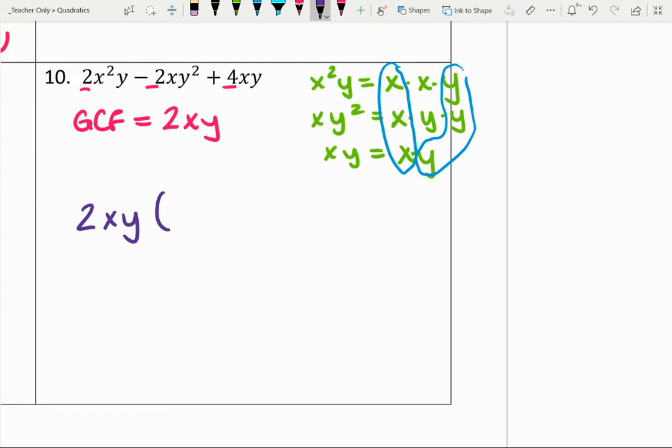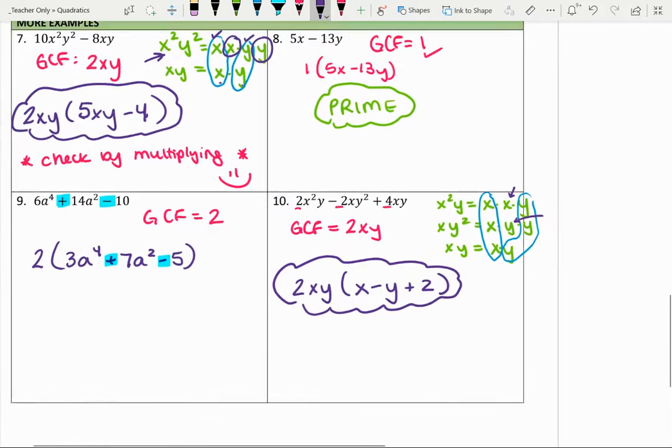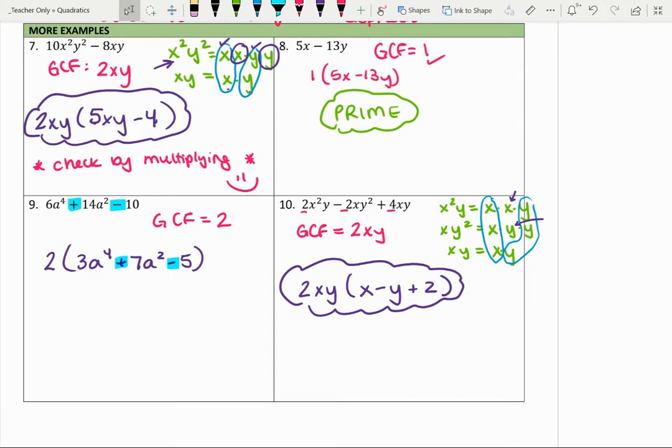And then when I factor that out, 2xy times what will get me back to my original. And again, remember we have some variables in our remainder there that can help us. So 2xy times x makes 2x squared y. 2xy times a negative y gets -2xy squared. And 2xy times a positive 2 gives us 4xy. So this is going to be a little bit harder than just finding the greatest common factor. But remember, with all of these, we can check by using multiplication.